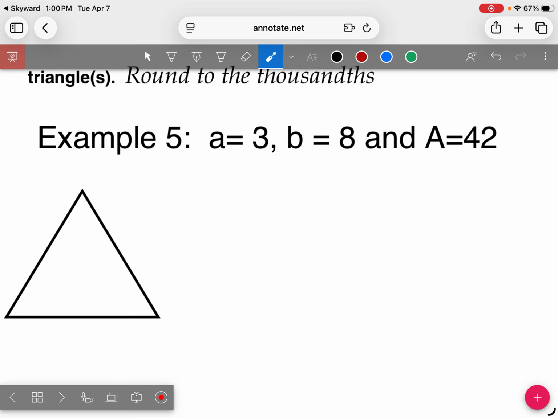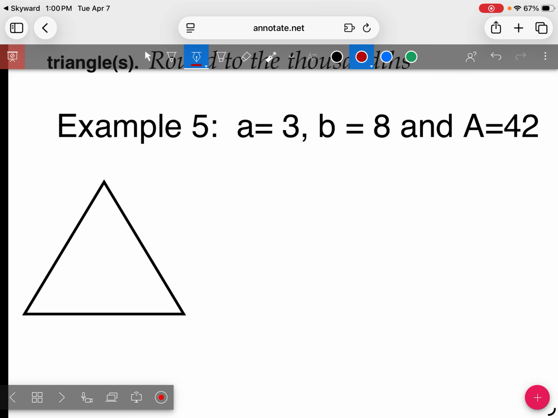So let's go ahead and fill it in. So I'm gonna call this ABC. Actually, I'm gonna call it ABD because I don't want to use C, because capital C and lowercase c look the same and it's confusing. So I'm gonna use ABD. All right. So we know big A is 42. I know little a is 3. And I know little b is 8.